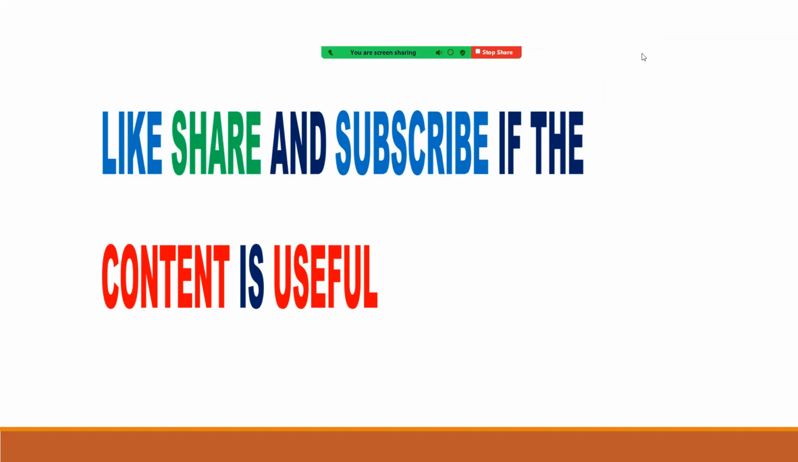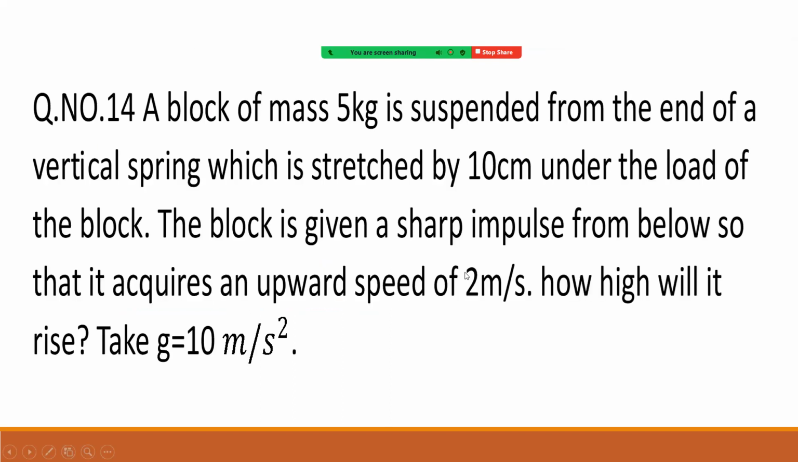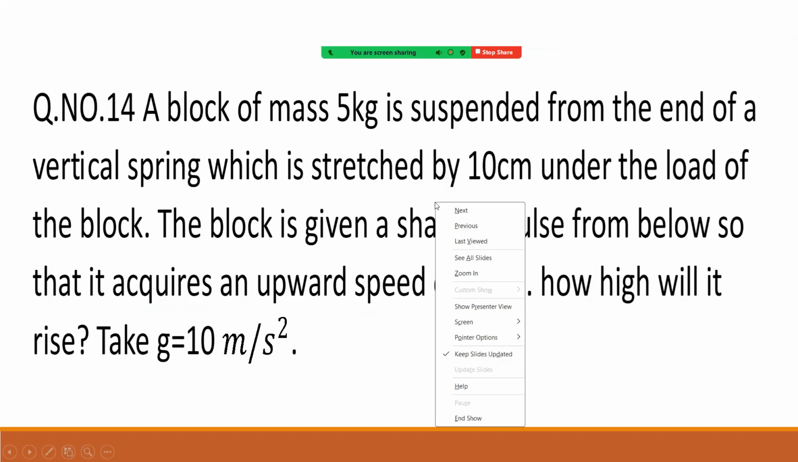Hi students, in the last lecture we have learned conservation of mechanical energy. Let us now solve questions based on that. Say, first question.